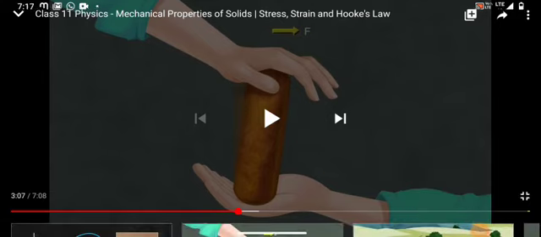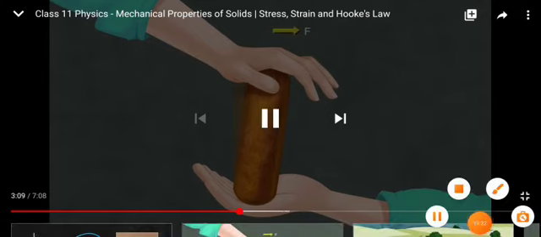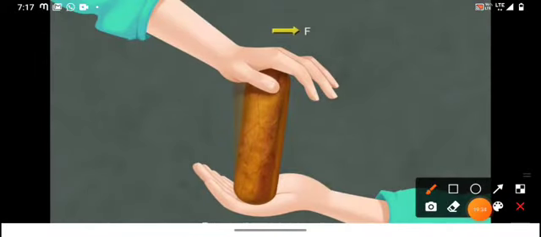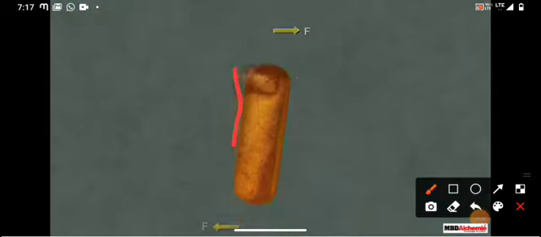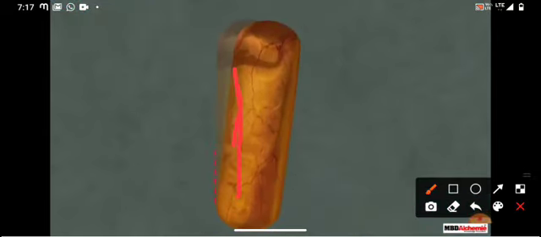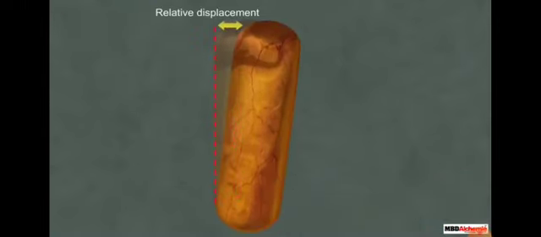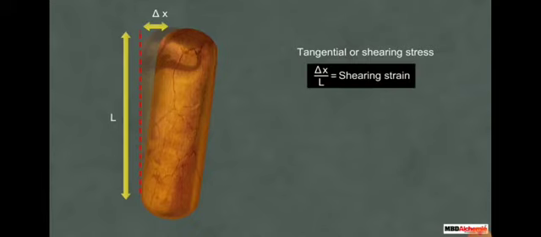Just a minute. Forces on the cylinder in opposite directions. But this time, the force should be parallel to the cross-sectional area. Here you can see the straight line along this. You'll observe that there is a relative displacement between the two faces of the cylinder. The stress developed in this case is known as tangential or shearing stress. The ratio of the relative displacement delta x to the length of the cylinder is known as shearing strain.